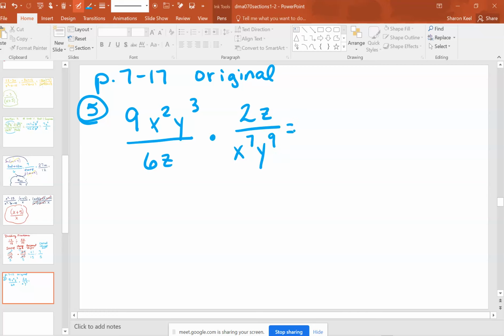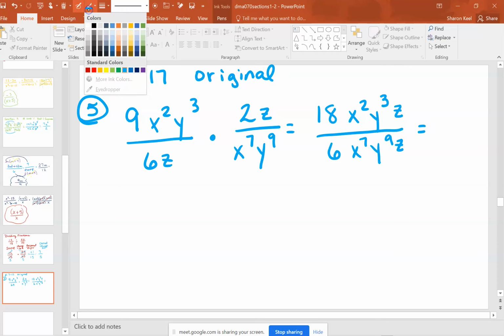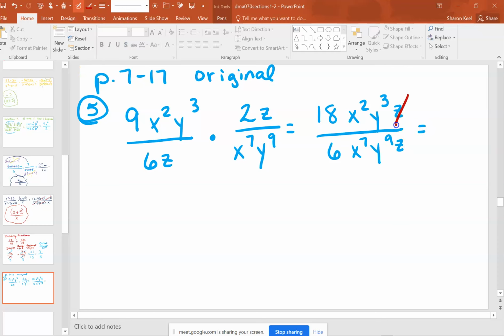As we did a moment ago, this is just now a multiplication problem. 9 times 2 is 18. I have x squared, y cubed, and a z. In the denominator, I have a 6, x to the 7th, y to the 9th, and a z. Now, do I have anything that cancels? That z is going to cancel. 18 divided by 6 is 3.